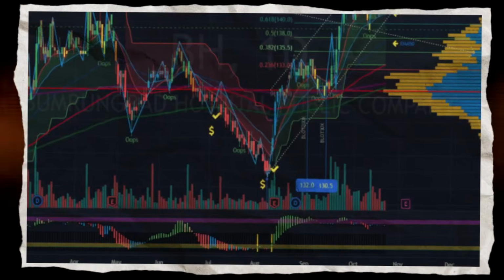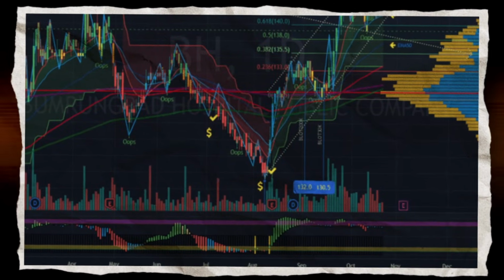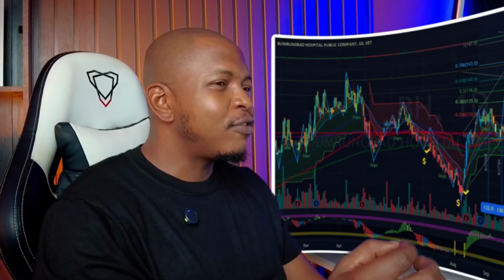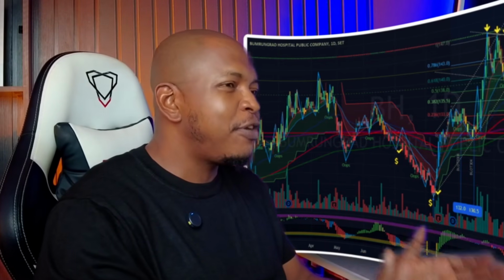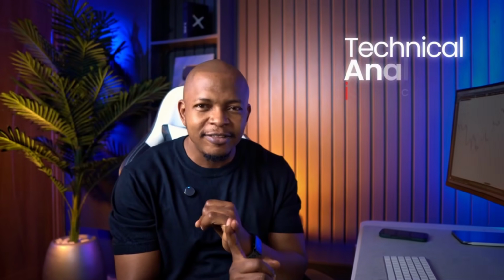Look at this chart and be honest. Does this make any sense to you? Now, most beginners see something like this and think to themselves, there is no way I am ever figuring this out. I used to feel this way, but here is the truth. Technical analysis is not complicated. It's just being taught the wrong way.